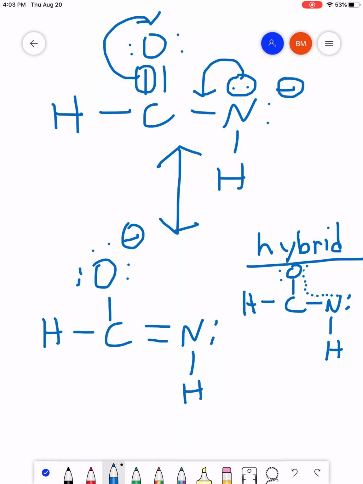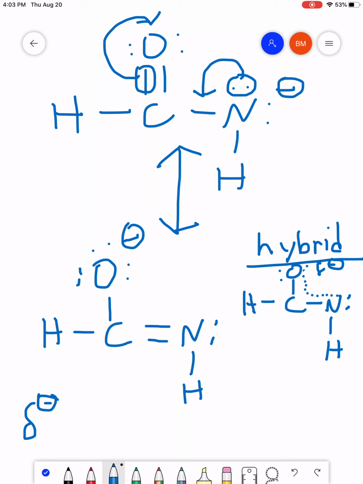So let's take a look at this oxygen, for example. Sometimes it's neutral, like in the top structure. Sometimes it's got a full negative, like in the bottom structure. So what's the in-between? That is a partial negative. We represent partials with the lowercase delta sign, and then we put whatever charge is appropriate. So this oxygen's going to have a partial negative.